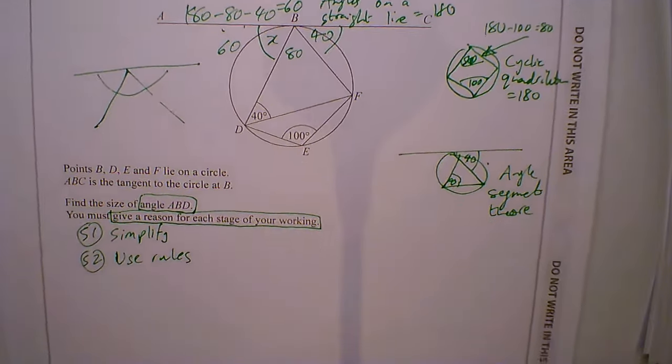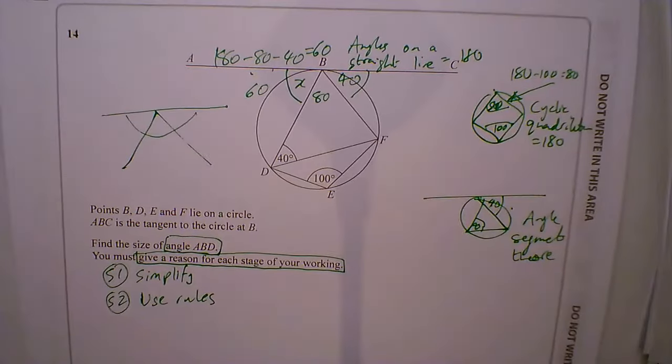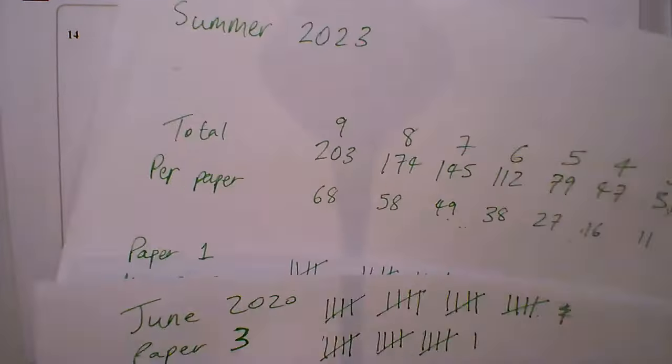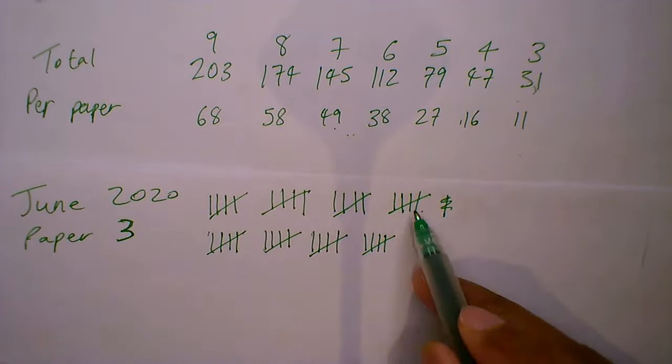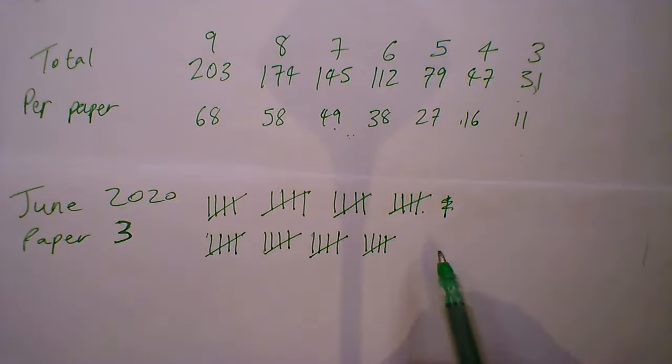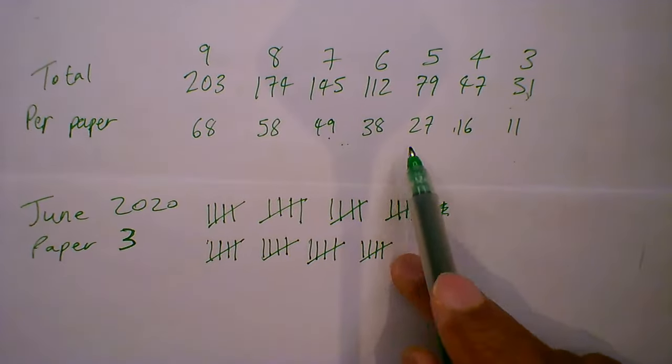So let's put that down. This is worth 4 marks. So let's add that to our tally, and we've gone over the hour mark. 1, 2, 3, 4 marks. So we've got 40 marks we've banked. So we've got our grade 6.